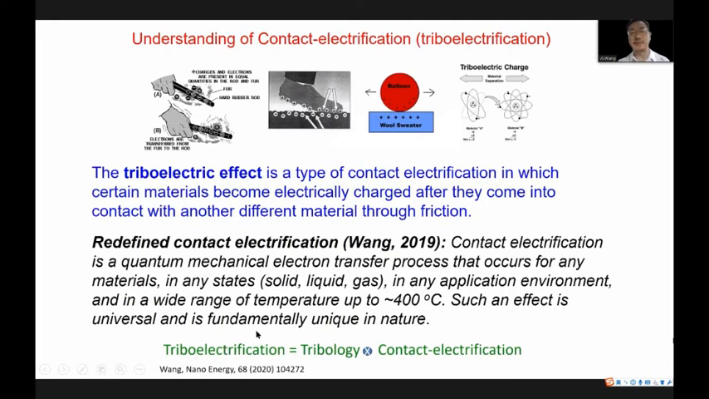So we complicate the situation of triboelectricity and contact electrification. This is a scientific term. This is an engineering term. We just use tribology, convoluted with the scientific term, to become engineering operation. Therefore, we used to not understand this very well because we complicate the process. Okay, so this is what is happening.